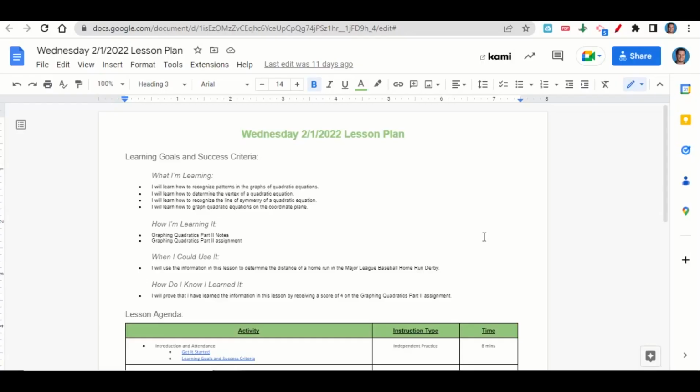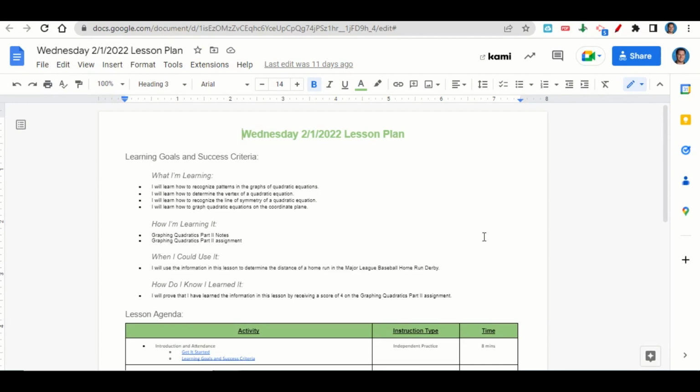Welcome everyone. Let's begin our lesson for today by going over the learning goals and success criteria. First, what are we learning? We're learning how to recognize patterns in the graphs of quadratic equations, how to determine the vertex of a quadratic equation, how to recognize the line of symmetry of a quadratic equation, and how to graph quadratic equations on the coordinate plane. How are we learning it?